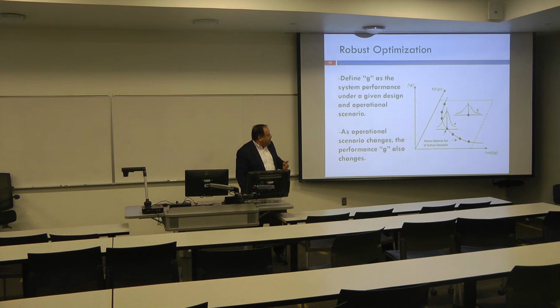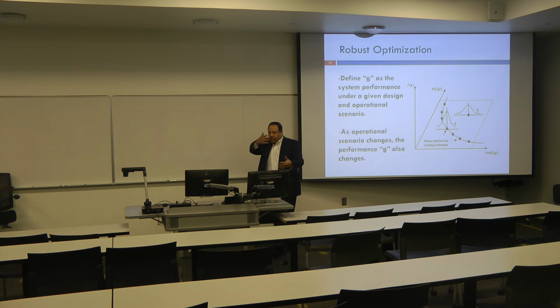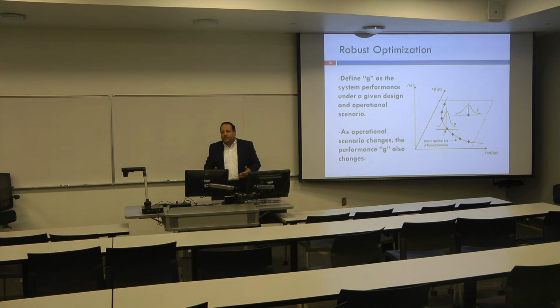So to understand more what we mean by robust solution here, define J as my system performance. So maybe if I'm looking at a sub-network, this is the average travel time or the total travel time for all travelers in the network. This is my performance here.